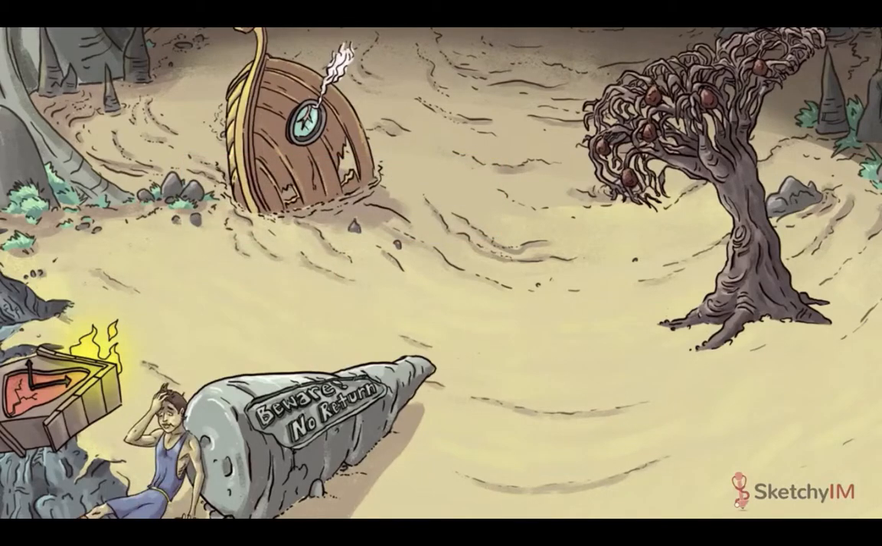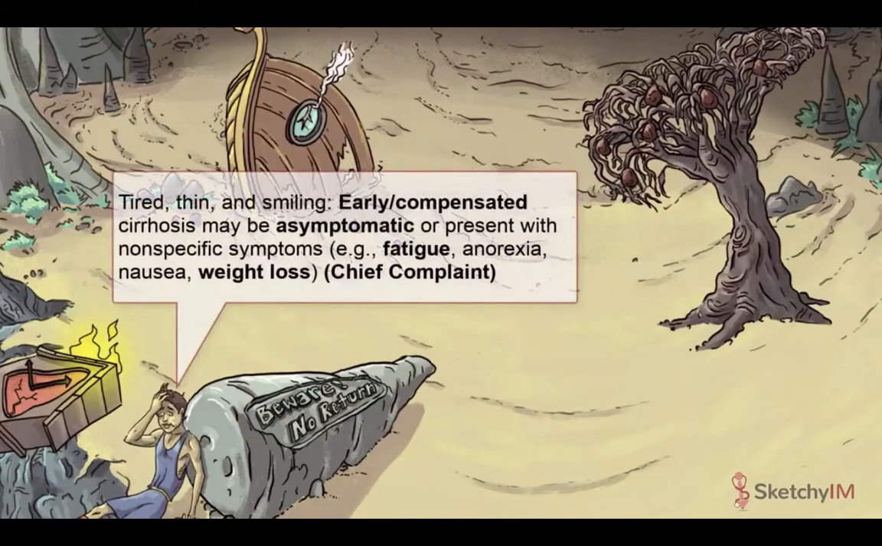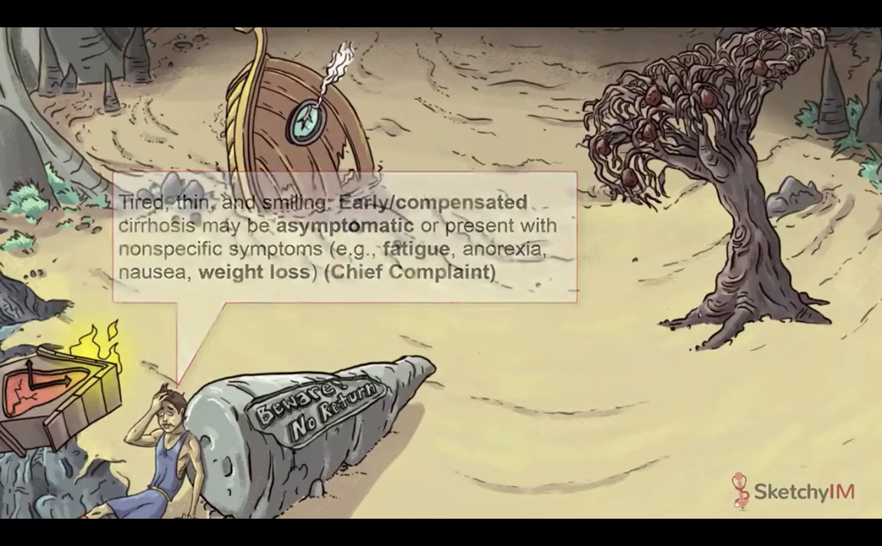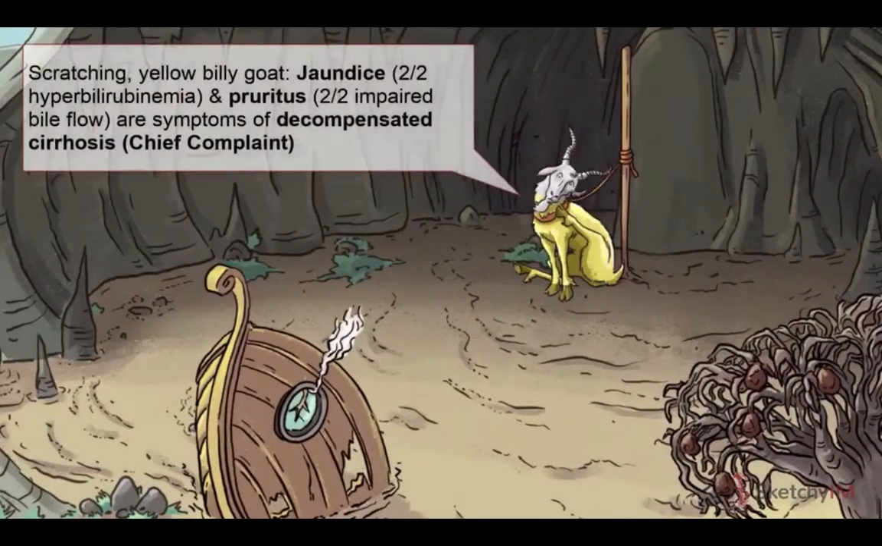Alright, let's take a look at clinical presentation. We'll start with early, well-compensated cirrhosis. At this stage, patients may be asymptomatic or may present with nonspecific symptoms such as fatigue, anorexia, nausea, and weight loss. Decompensated cirrhosis, on the other hand, presents with much more severe and specific symptoms related to its complications, such as jaundice and pruritus due to intrahepatic cholestasis.